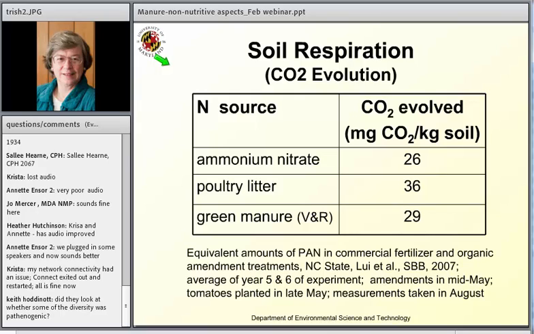In August of year 5 and 6, they went back and measured carbon dioxide evolution in the treatment that had gotten ammonium nitrate, in the treatment that had gotten poultry litter, and in the treatment that had gotten the green manure of vetch and rye. Even in August, even though the materials were put on in mid-May, you could still see more biological activity in the green manure compared to the ammonium nitrate, and the poultry manure was the highest of all. So this biological activity is not just an immediate thing. The effect is seen for quite a while after the materials are actually applied to the soil.